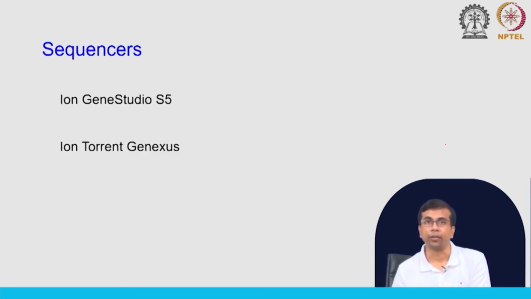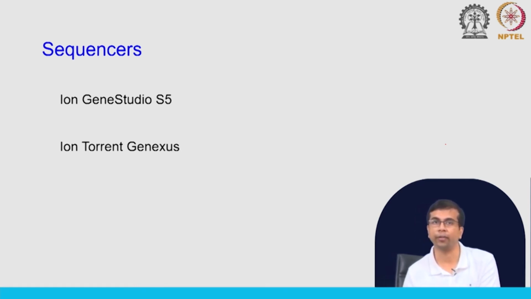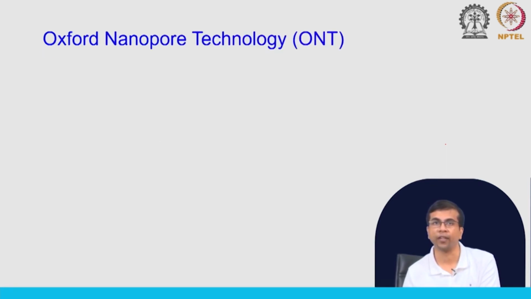Okay. So, these are some of the sequencer names that are available. Again, they vary based on their throughput, but the principle is the same, right. So, you have the Ion GeneStudio S5 or the Ion Torrent GeneXS.